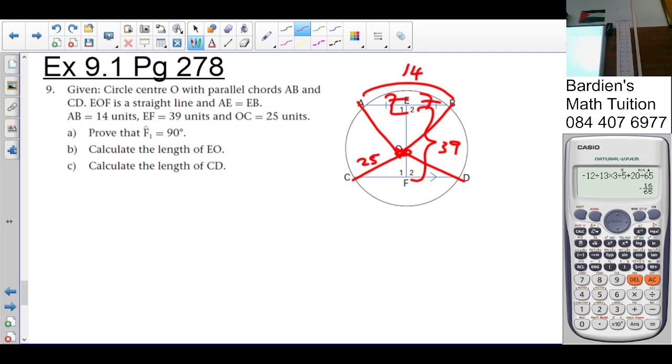Why do I take it specifically to those points? So that I'm forming triangles. Can you see that, people? It's your radius, your radii. Then we are told that EF is 39.